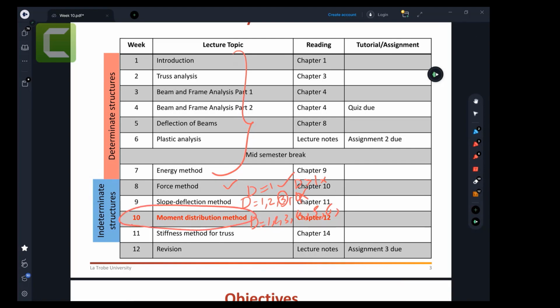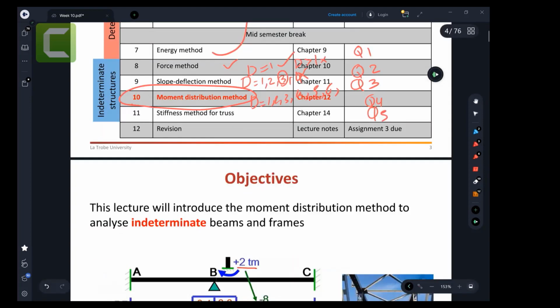That is in week number 10. By this time, you should be able to solve questions 1, 2, and 3 on your assignment. Don't leave your assignment questions to the last minute. It will be a lot of work for you and it will trigger some errors. So make weekly progress on your assignments so you can smoothly finish them. The only remaining questions are question 4 and question 5. Question 4 is based on the moment distribution method that I'm going to teach today.